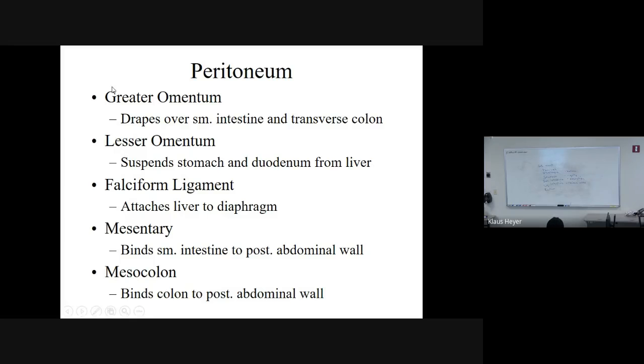Anyway, there's something called a greater omentum, which is kind of draped over it. When you cut through the skin in your abdomen, you've got to move that away, and then you're going to see this thing of fat, and then you've got to move that away, then you see the intestine.